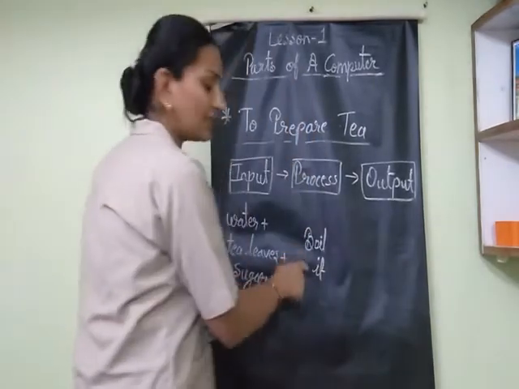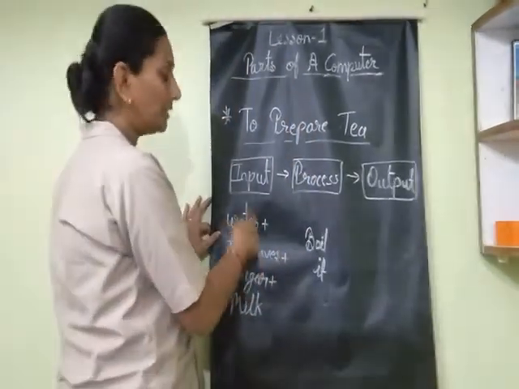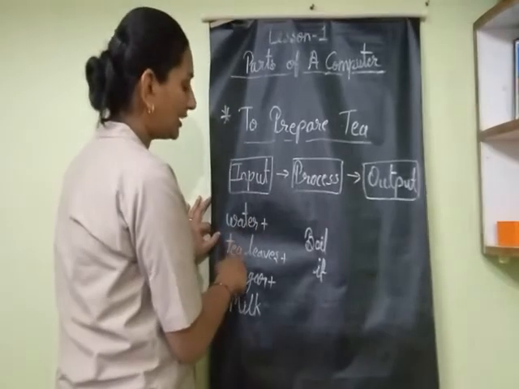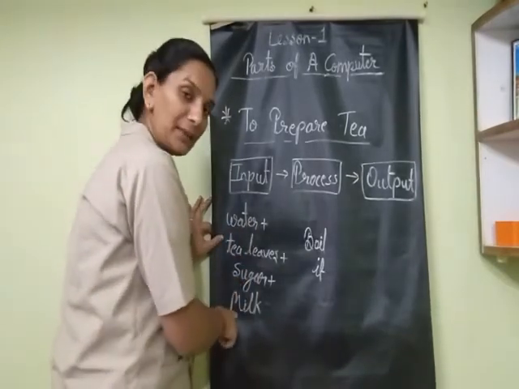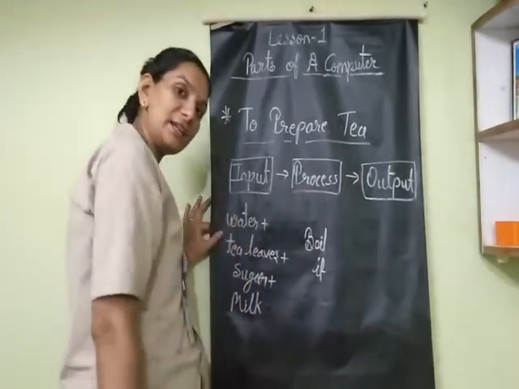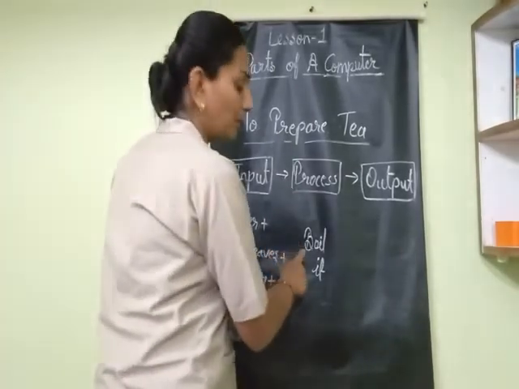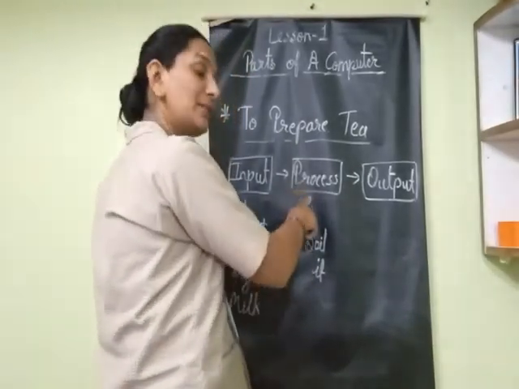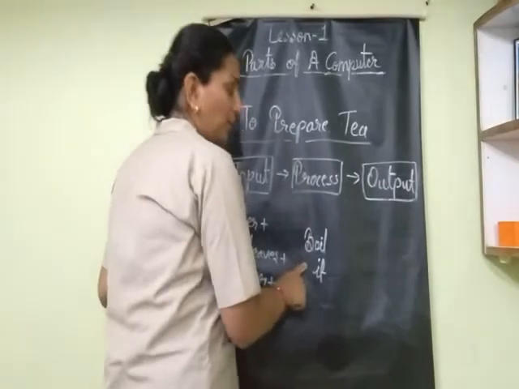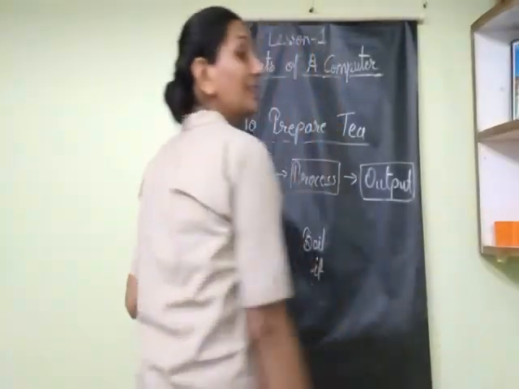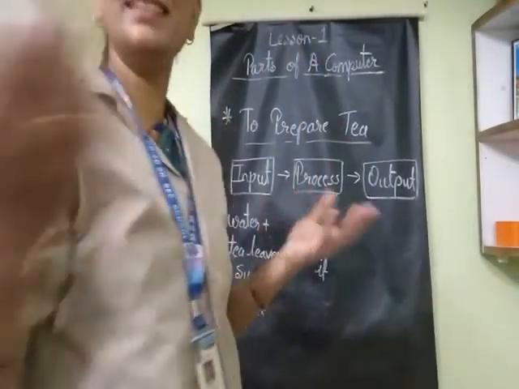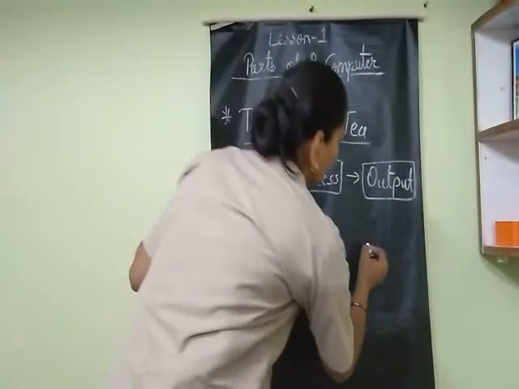After that, we boil it. The processing is boiling it. Input: water, tea leaves, sugar and milk. These are all inputs. Okay. Then boil it. Boiling means processing. And after boiling, the result is generated. That means your tea is ready. Okay.